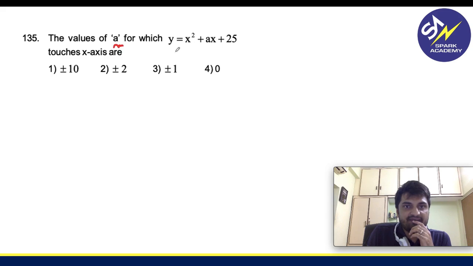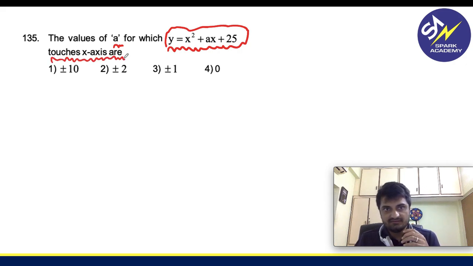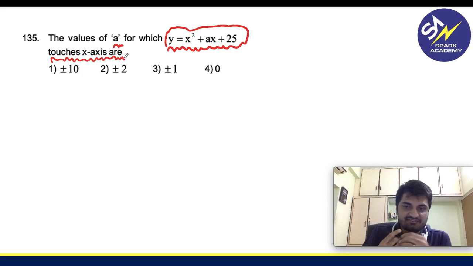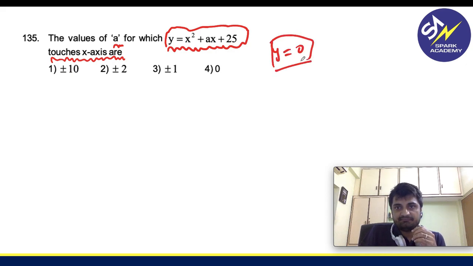Now look at this. The values of a for which this y touches the x-axis. The value for a for which the curve touches the x-axis. First things first, what do you mean by touching the x-axis? Touching the x-axis means what basically? Touching the x-axis means the curve is touching the x-axis. So basically y equal to 0 I can write. So I can write y which is 0 as x square plus ax plus 25.